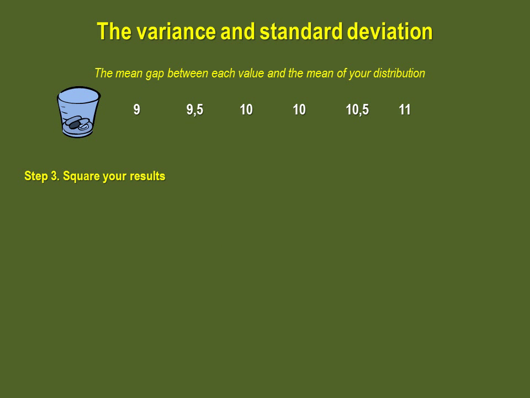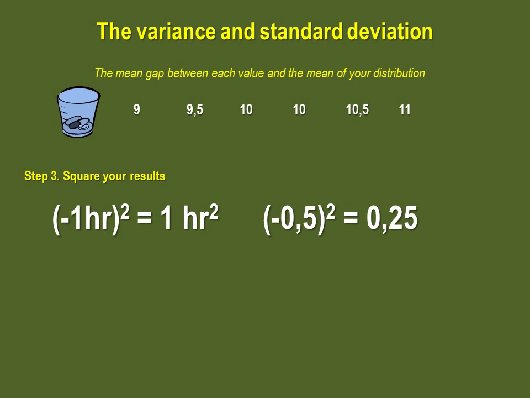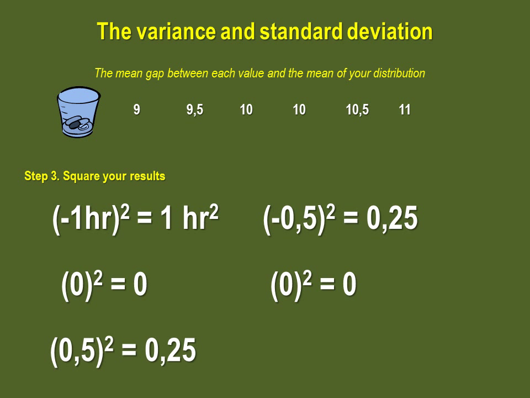Step 3 is to square each result you got in step 2. So -1 squared is 1 hour squared, -0.5 squared is 0.25, 0 squared is 0, and again, 0.5 squared is 0.25, and 1 squared is 1. You might be wondering why you are squaring these results. We'll see in the next step.